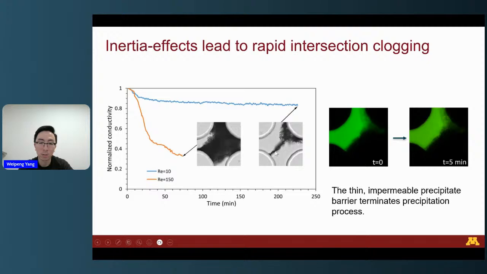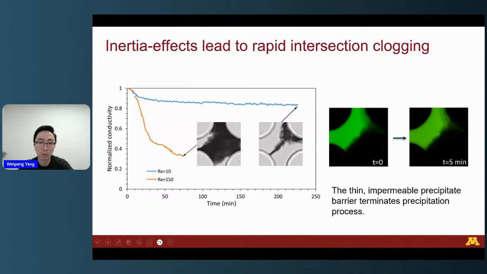This is because this kind of thin precipitate grows vertically, and finally it will form an impermeable wall that can stop the further mixing and precipitation. You can see from the right figure, after this wall forms, we only inject fluorescent tracer from the left side. For the right side, there's no flow, it's stationary, and you can see after 5 minutes, nothing can go to the right side. That indicates that this kind of layer is impermeable.